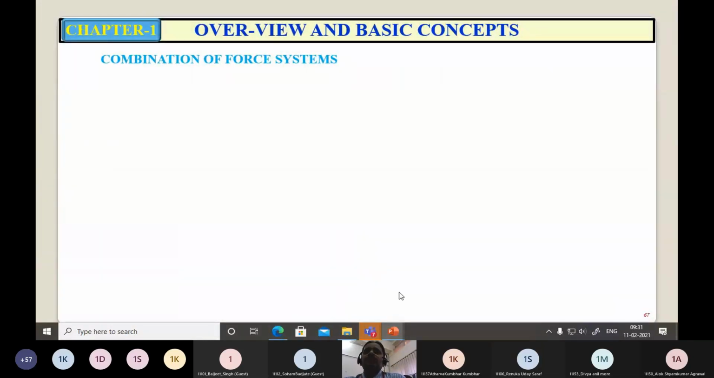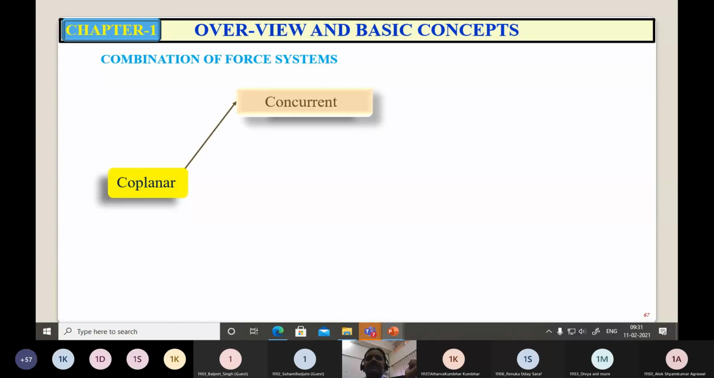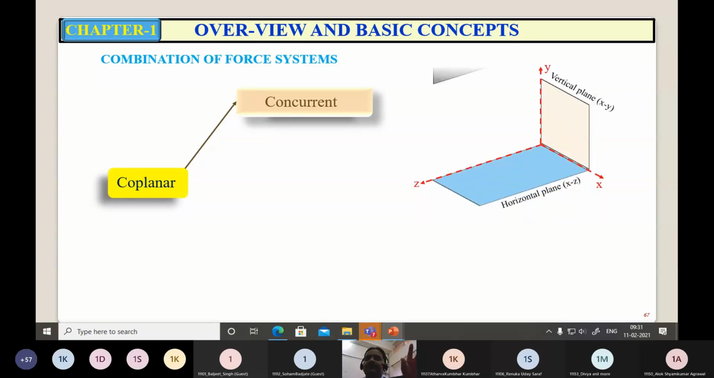Then combination of force systems. Types of force systems are 4. Coplanar, non-coplanar, concurrent, non-concurrent, parallel, non-parallel, and collinear, non-collinear. Now there is a combination. So the coplanar concurrent forces are acting in the same plane and passing through the common point. Say this system, Q1, Q2, Q3, Q4. All these 4 forces are acting in the same plane XY. So it is coplanar force system. At the same time, the lines of action of these forces are passing through a common point. So it is concurrent force system. You can say this as coplanar concurrent force system.